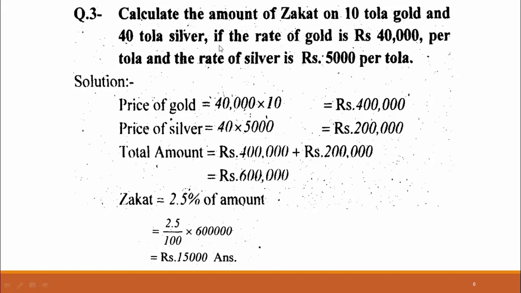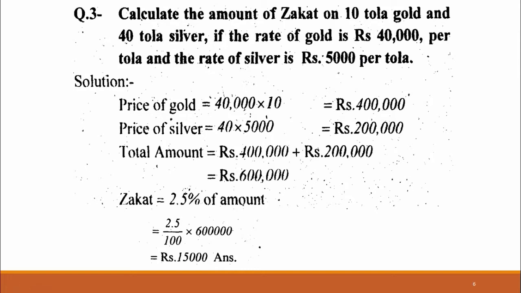So in this question, it is given that the rate of gold is 40,000 per tola. You, dear students, know that the rate of gold increases day by day. But in this problem, suppose the rate of gold per tola is 40,000, and the rate of silver is 500 per tola. So first of all, find the total amount of gold in this question and find the total amount of silver.